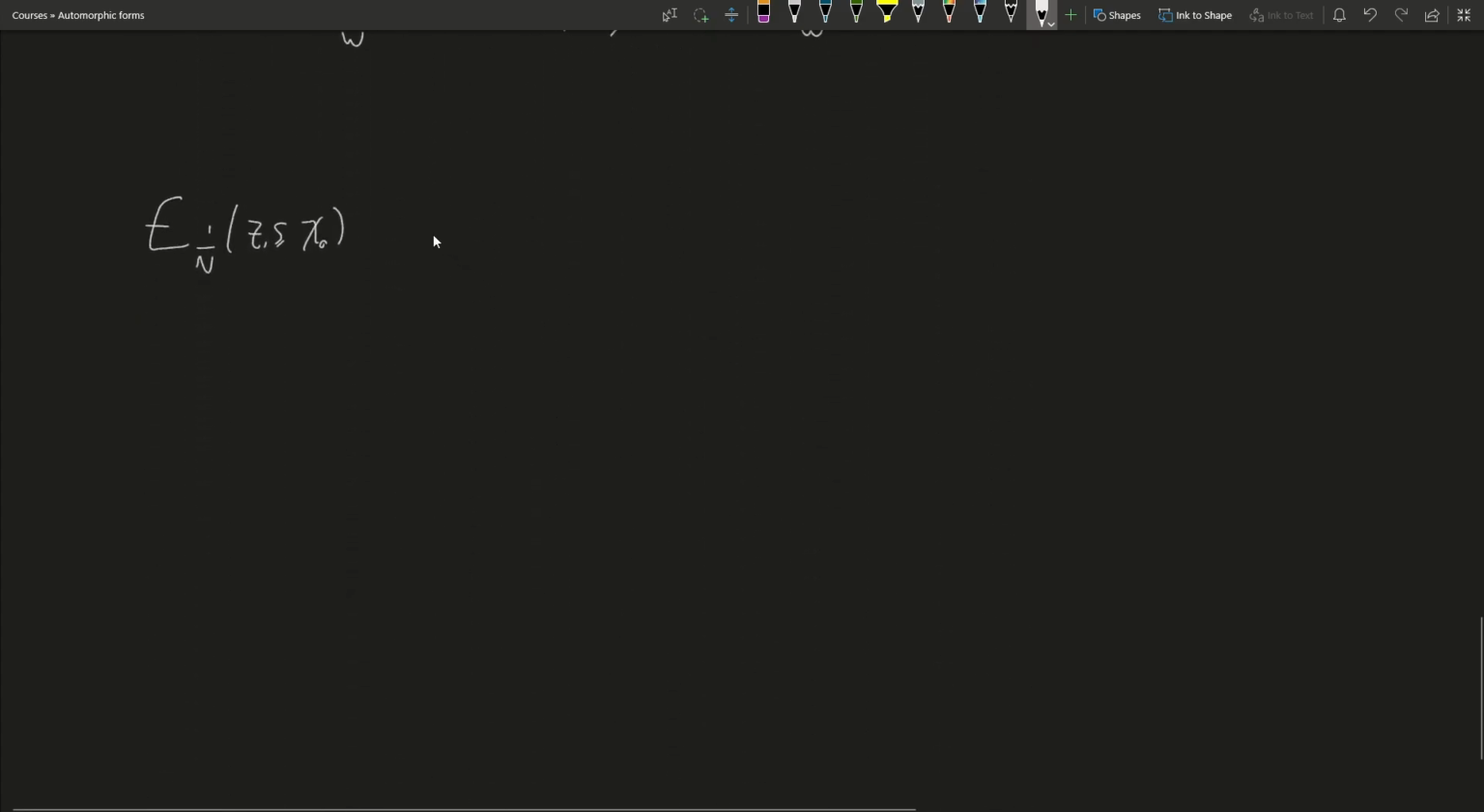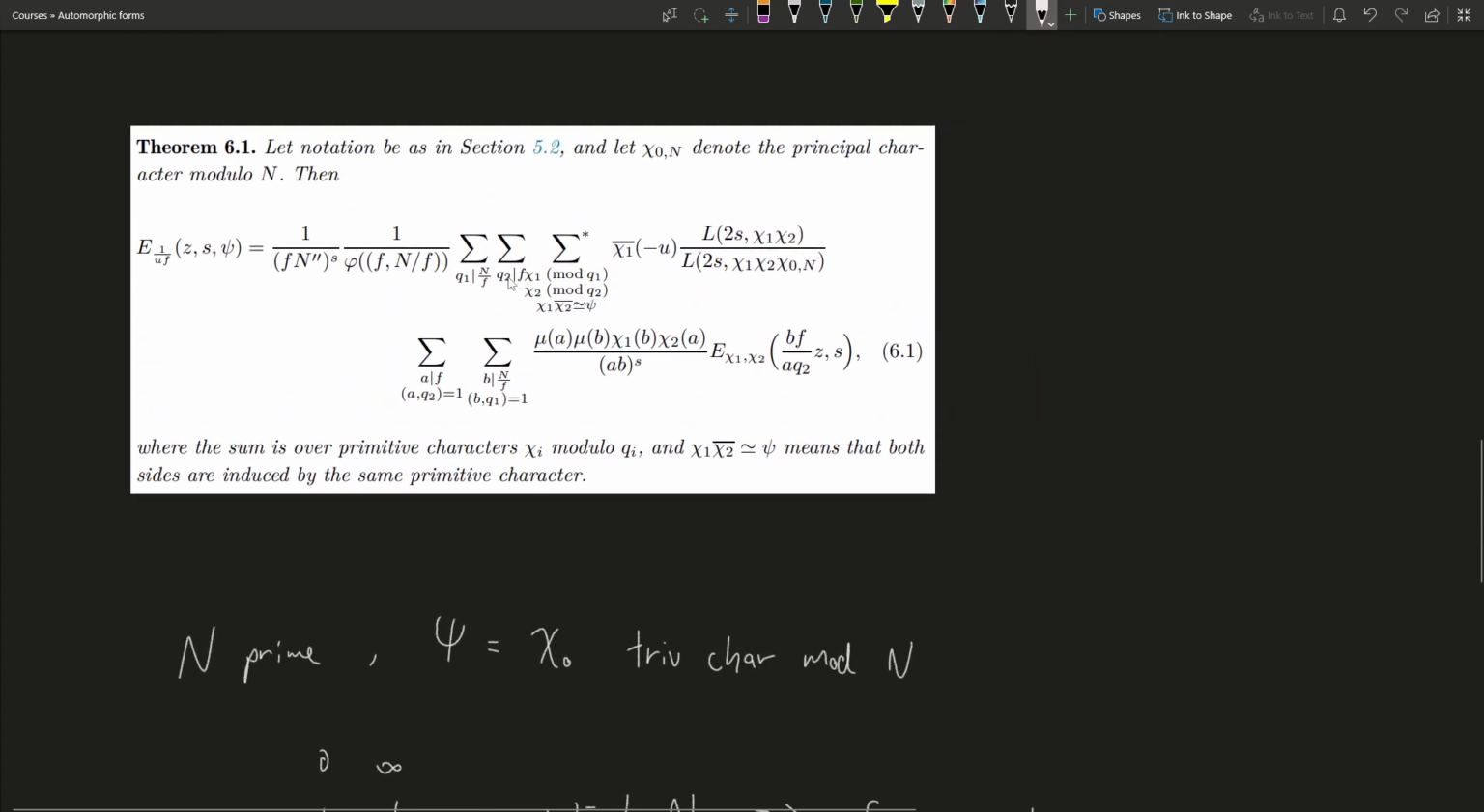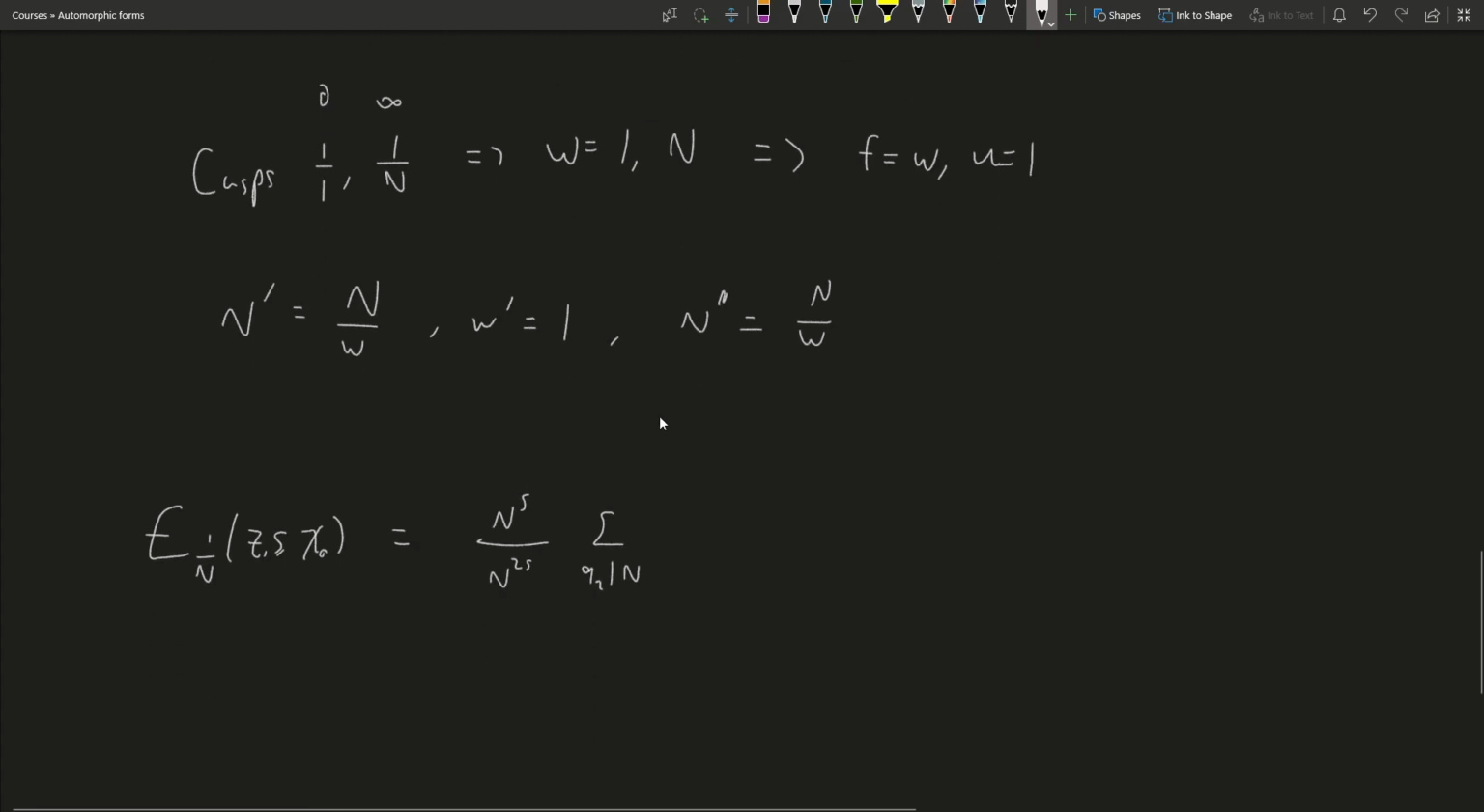We end up getting, so far, that this first term, f n double prime to the s in the denominator, ends up giving us n to the s over n to the 2s. Obviously, you can cancel. And then the next term is 1, and then you have a sum over q2 divides n, because here q2 is dividing f, and f was w, and w was n.